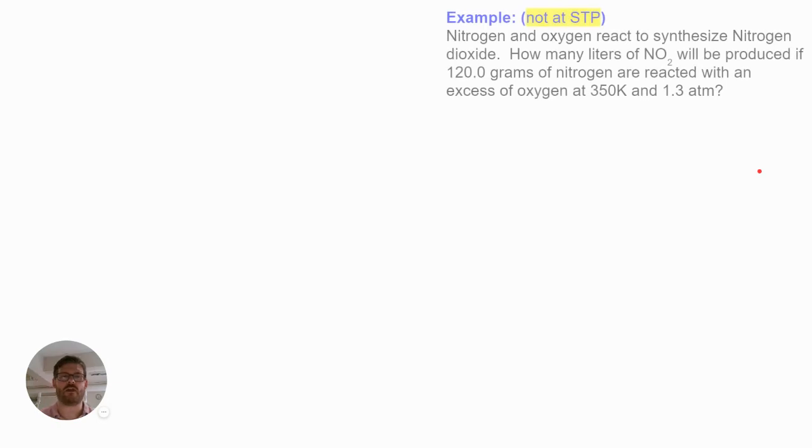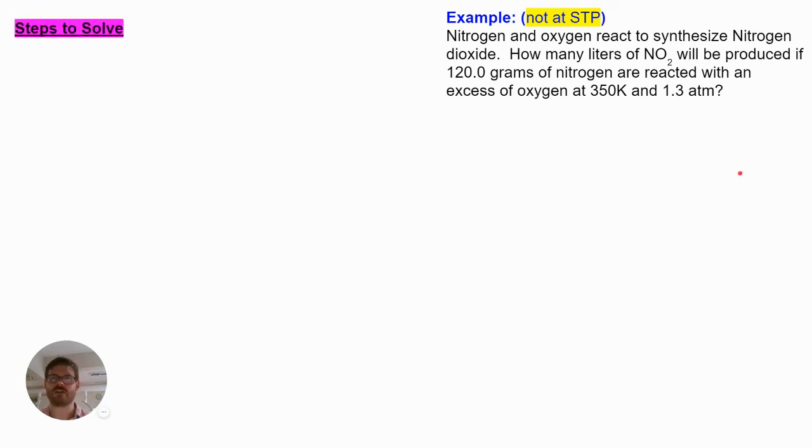So let's look at one more example for how this is going to work when we're not at STP. Here, nitrogen and oxygen react to synthesize nitrogen dioxide. How many liters of nitrogen dioxide will be produced if 120 grams of nitrogen are reacted with an excess of oxygen at 350 Kelvin and 1.3 atmospheres? All right. This stuff sounds familiar, like our stoichiometry days, right? Okay. So, how do we solve this?